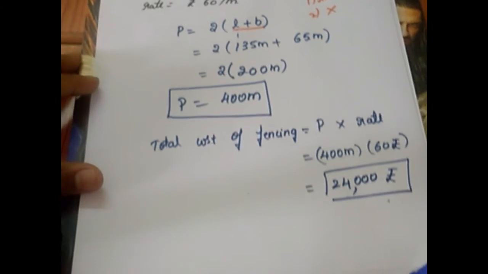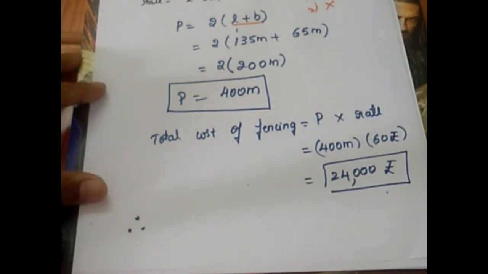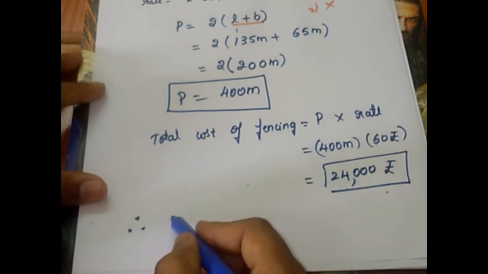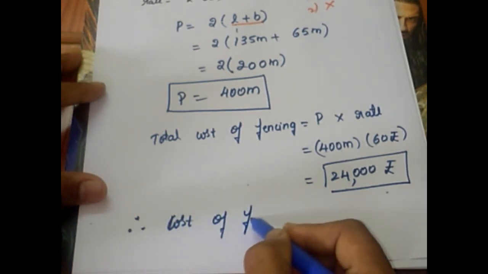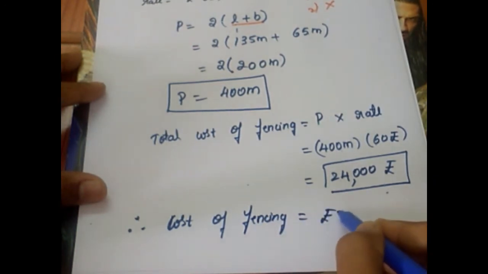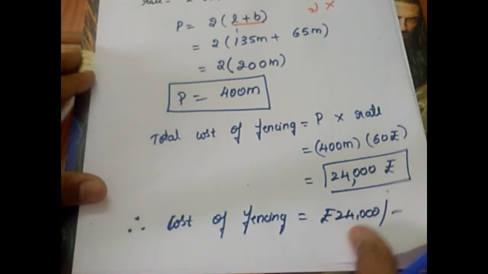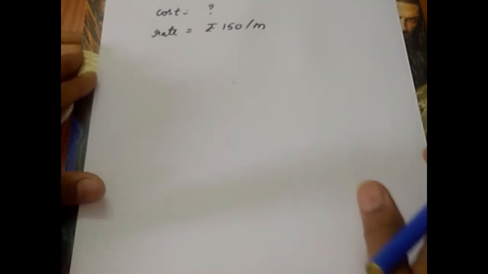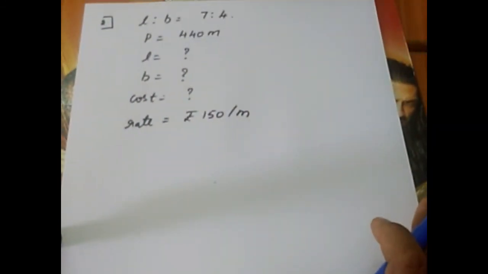Write down the conclusion in words, children. Therefore, cost of fencing is equal to rupees 24,000. Okay. Second problem. The length and breadth of a rectangular field are in the ratio 7:4.